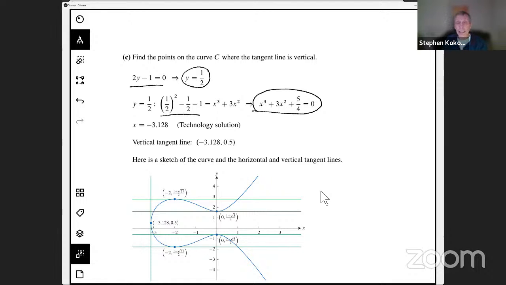And so what I did, this is kind of a neat problem. It involves some analytics and a technology solution. I actually used my TI-Nspire here to find a value. So I got x is equal to -3.128. And okay, I'm going to add in a little bit more off to the side here in my own notation. I'm going to remind myself that the numerator is not equal to 0 at that value. Okay, I checked it. So there's a vertical tangent line at that point, -3.128, and the y value was 1/2 or 0.5.